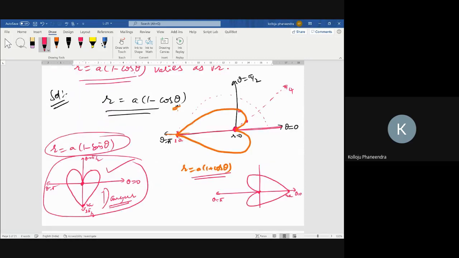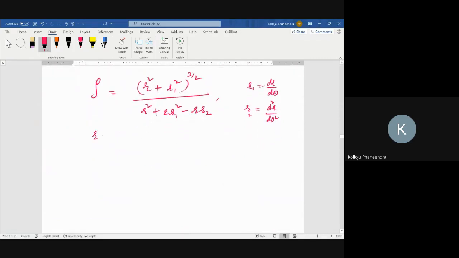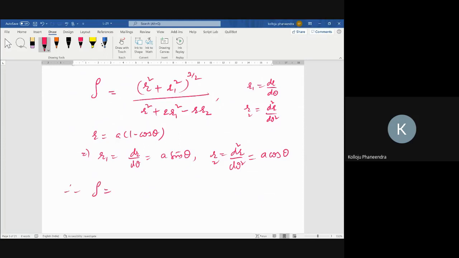And what is our curve? r equal to a into 1 minus cos theta. So what is r1? dr by d theta is a sine theta. And r2, d square r by d theta square, is a cosine theta. Is a point given? No, not given. Therefore, substitute in rho. Let us calculate numerator and denominator separately, then substitute.